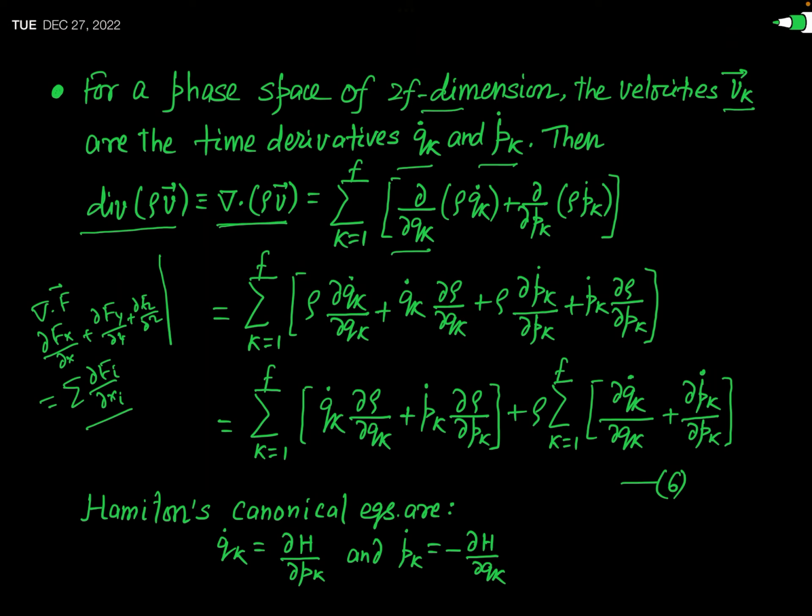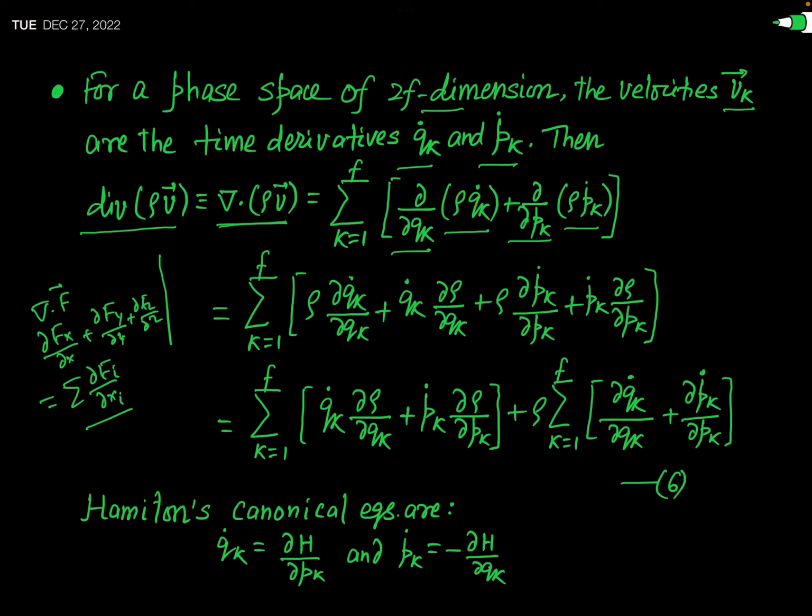Here qk is the first coordinate, rho qk dot. Actually, instead of the first component of velocity, we write qk dot, and plus del pk operated on rho pk dot. Okay, this is just from the definition of divergence of a vector field.